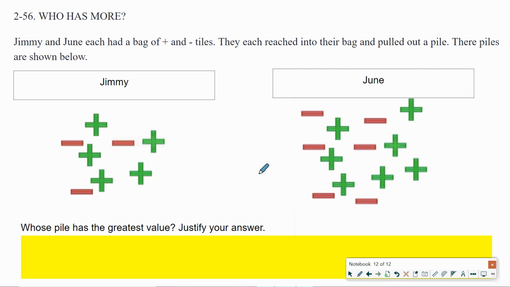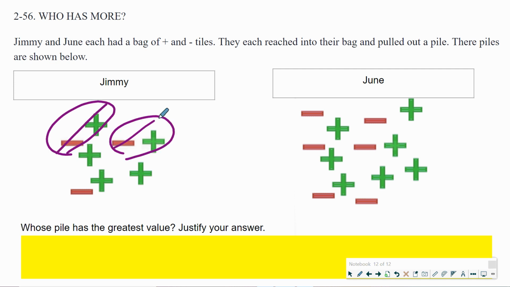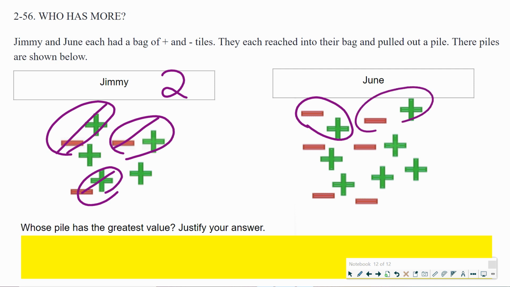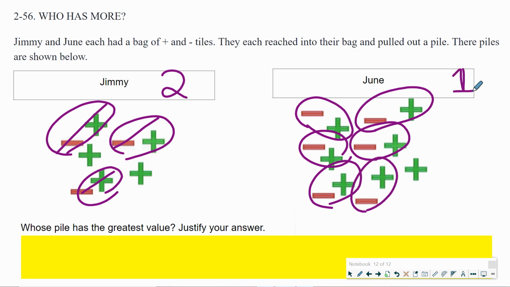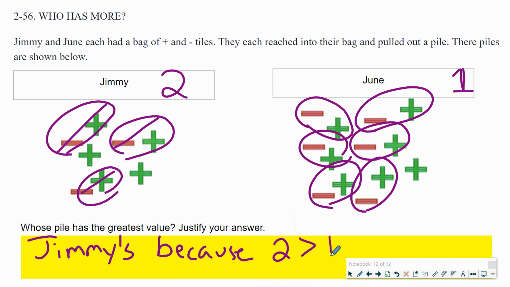Every time you have a plus and a minus, they cancel each other out and become 0. So this would equal 0, this would equal 0, and this would equal 0. So Jimmy has a value of 2. June, these cancel, cancel, cancel, cancel, cancel, cancel. June has a value of 1. So it says, whose pile is greater? The answer is Jimmy's, because 2 is greater than 1.